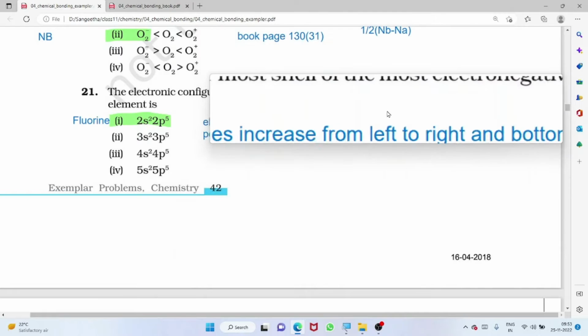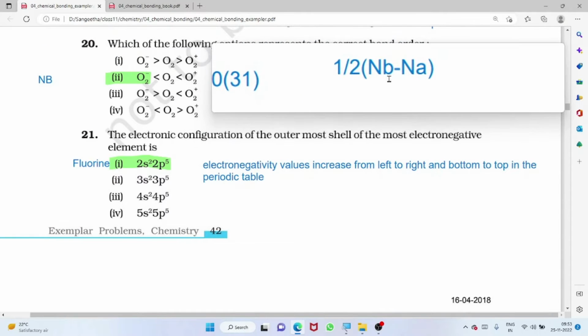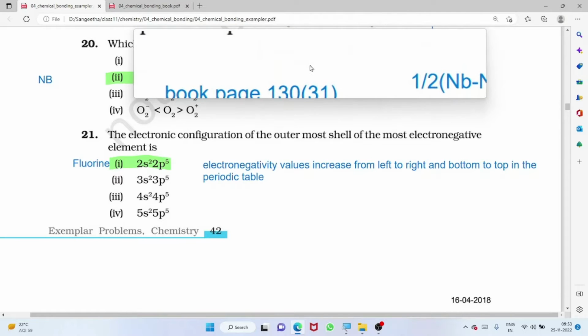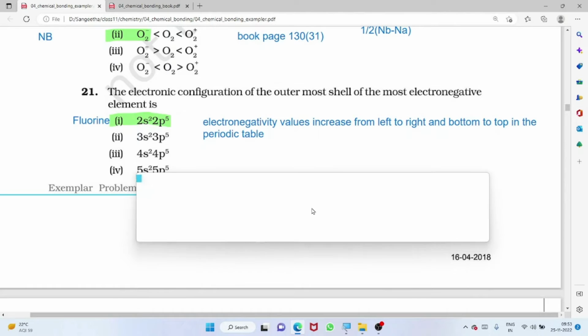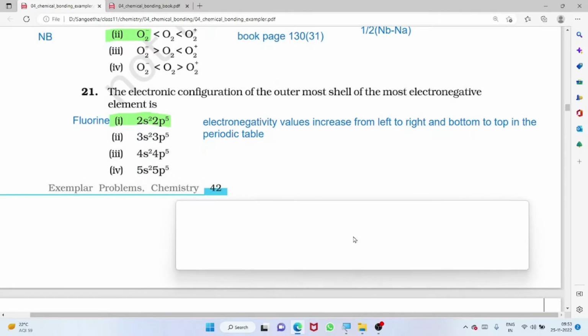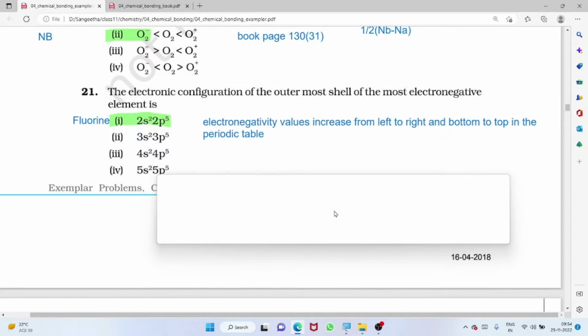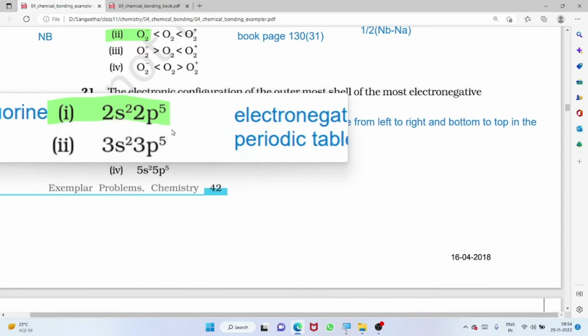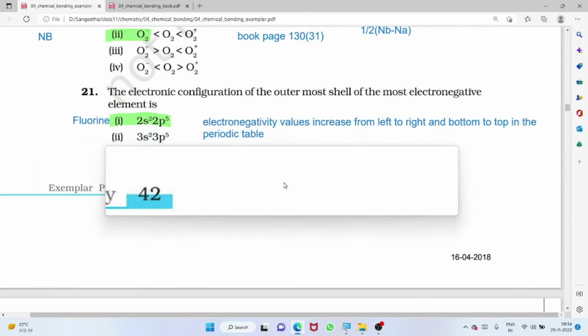The formula is half into bonding electrons minus anti-bonding electrons. The electronic configuration of the outermost shell of the most electronegative element. Electronegative elements, okay, these values: if you see the periodic table, from left to right it increases, and in the fluorine column from bottom to top it will increase.